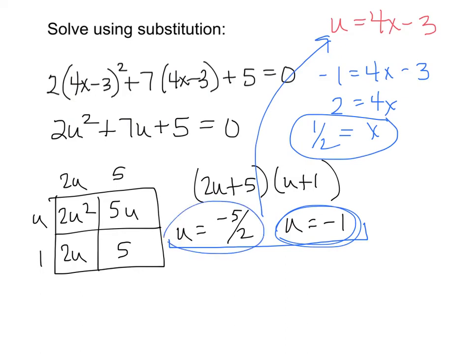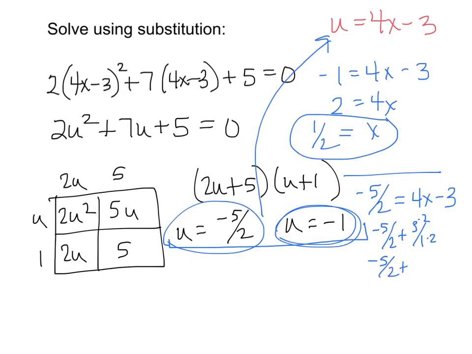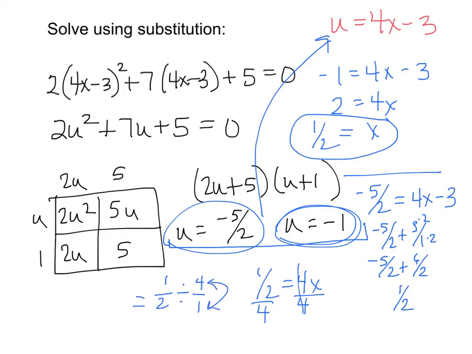Now I'm going to do it again, but now I'm going to do it with negative 5/2. I'm going to come up here again. Instead of u equals 4x minus 3, I know u is negative 5/2. So I have negative 5/2 equals 4x minus 3. So I'm going to add that 3 over, giving me negative 5/2 plus 3 over 1, get a common denominator of 2. Negative 5/2 plus 6/2 is 1/2. So I've got 1/2 equals 4x. Divide by 4, 1/2 divided by 4 over 1. You flip that second fraction, and last but not least, you get 1/8 for x.